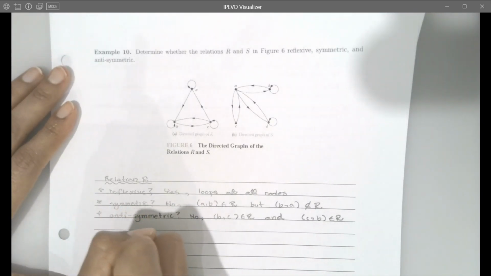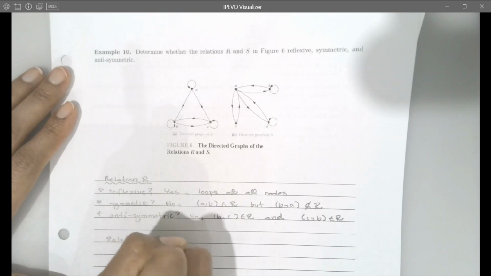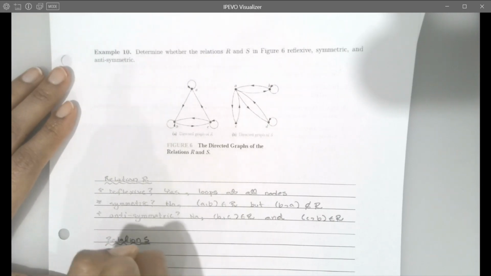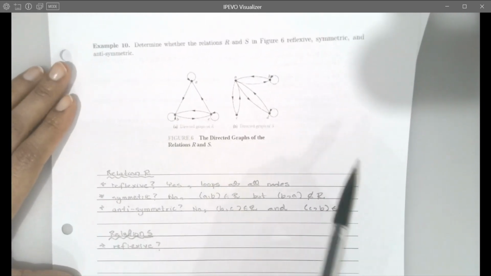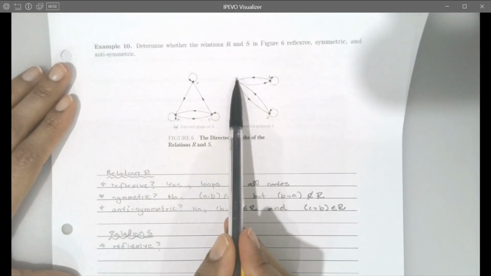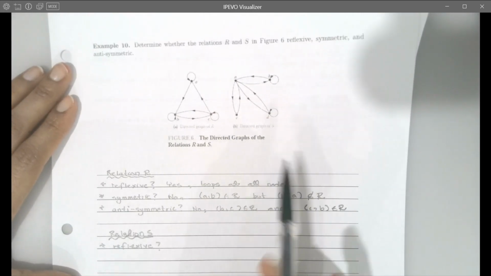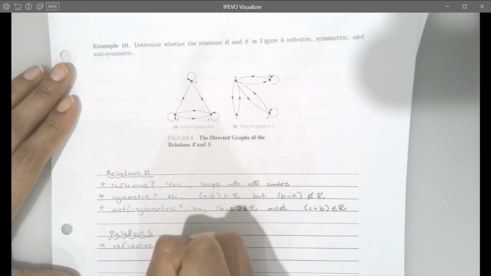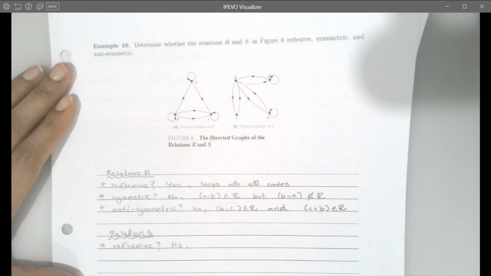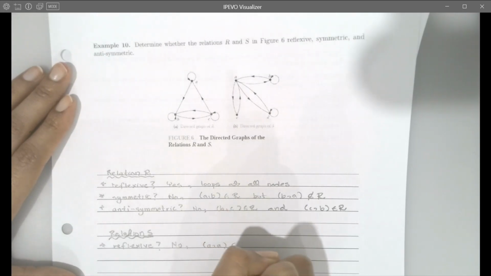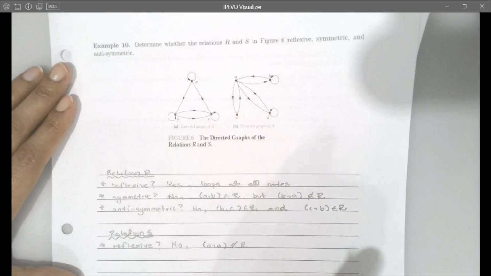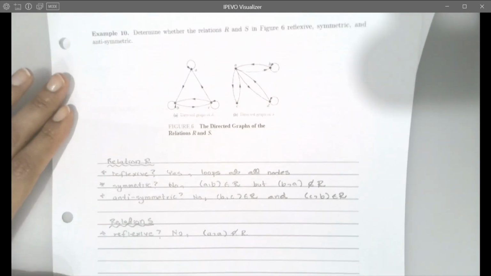Let's take a look at relation S. Is it reflexive? Well, we would require loops at all of the nodes, and here both A and C are missing loops, so that means that it is not reflexive. Okay, we could write that not all of the nodes have loops, but we could also just simply write A comma A is not part of the relation, and that already violates the reflexivity.